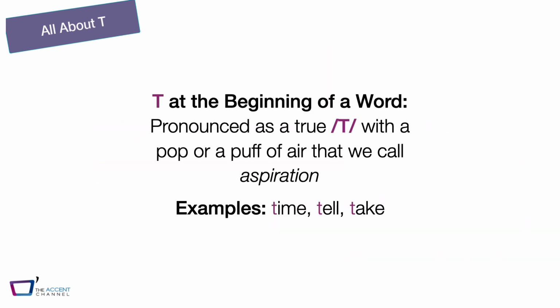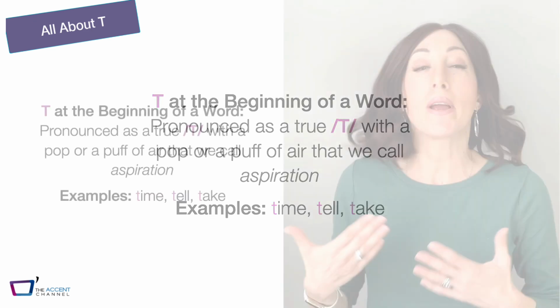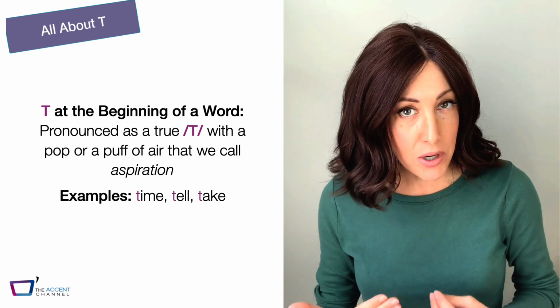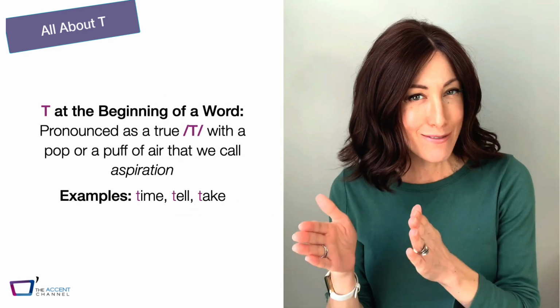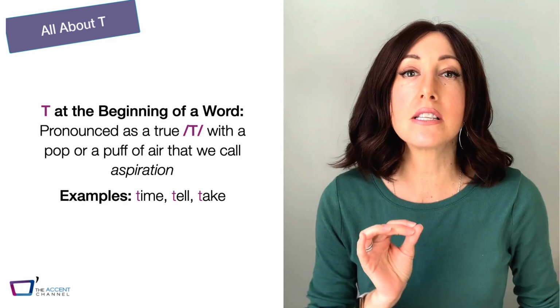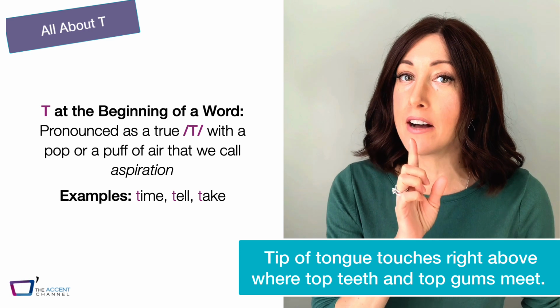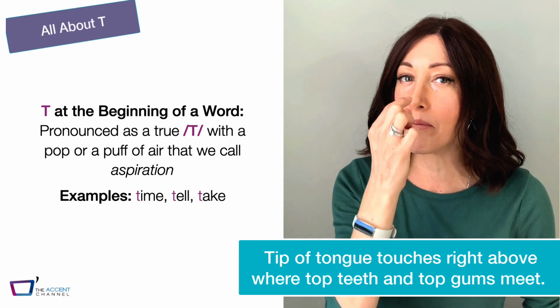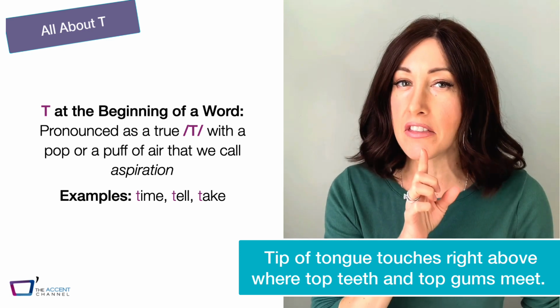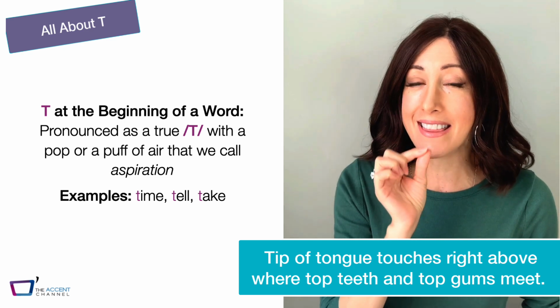Okay, first rule. When the letter T is at the beginning of a word, it's pronounced as a true T, with a pop or that puff of air that we call aspiration. So when the letter T comes at the beginning of a word, it's pronounced t, t, t. The tip of your tongue touches right above where your top teeth and gums meet. So not on the teeth, right above where the teeth and gums meet.